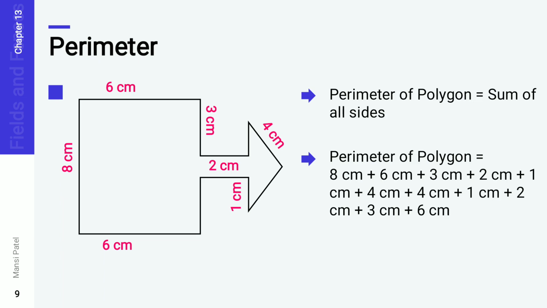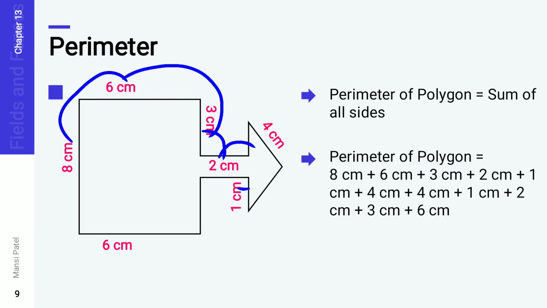First 8 centimeter plus 6 centimeter plus 3 centimeter. Now the measurement of this side is 2 centimeter. Then again, what is the measurement of this side? It was not given, but the 1 centimeter given below is the same.